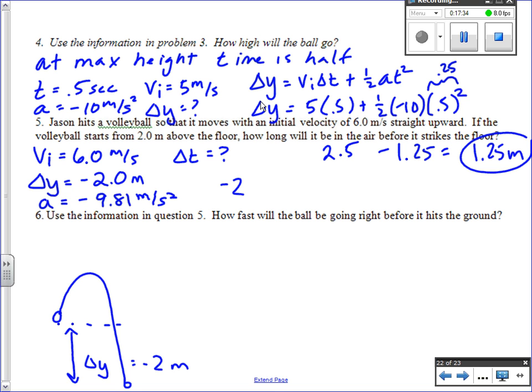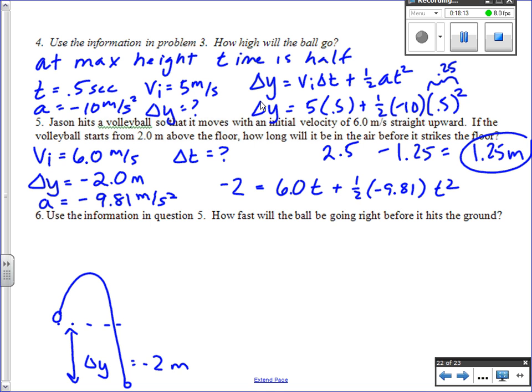So I'm going to write negative 2 equals 6 delta t plus 1/2 times negative 9.81 times t squared. Now this is a quadratic formula, and you do need to solve it using either the quadratic formula or using graphing techniques for math class. And I'm going to leave it to you to solve this problem, but again, you do need to use the quadratic formula. So if you don't know how to do that, now would be a good time to look that up.